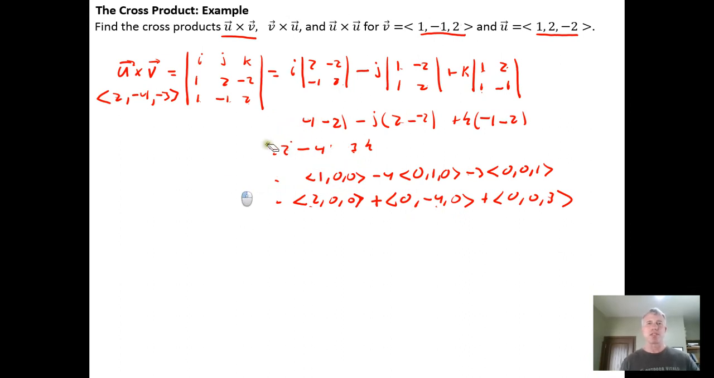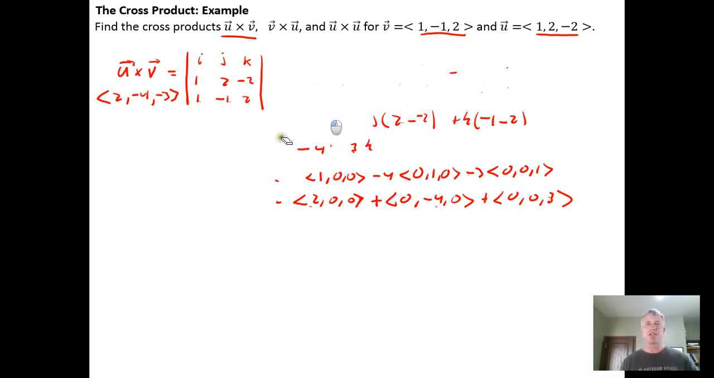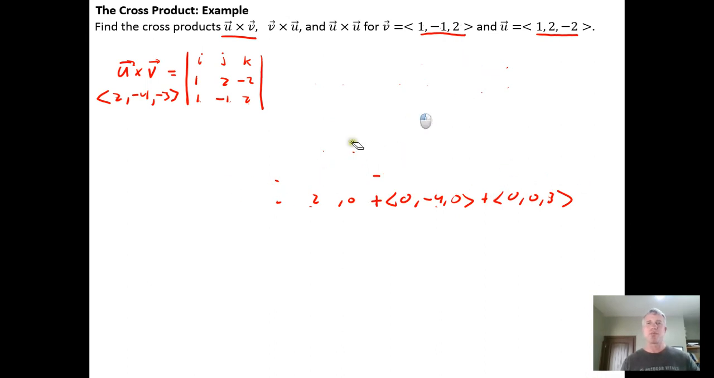So I'm going to erase the calculation because I need some space. So when we did this, we got the vector 2, negative 4, negative 3. So we want to do the calculation v cross u.